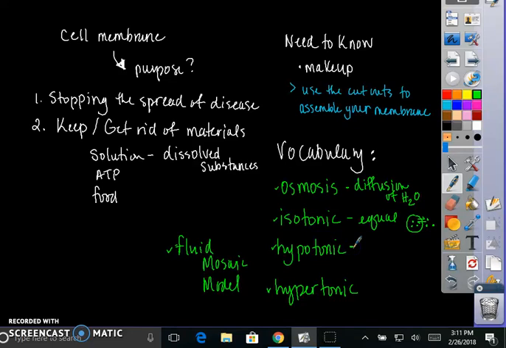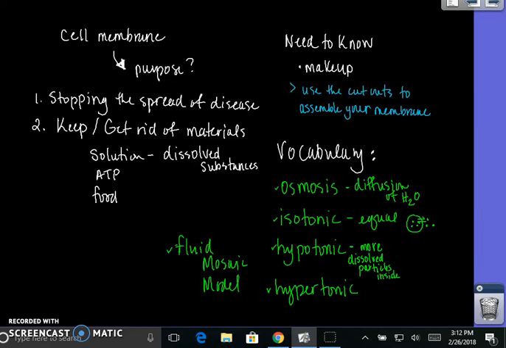Now, if it's a hypotonic solution, then there are more dissolved particles inside. Okay, so there's more dissolved particles. So let's draw a picture to see what that looks like. Let me roll this up just a little bit. Okay, so let's say we said that there's more dissolved particles. So let's do 3, and then on the outside, let's just do 1.